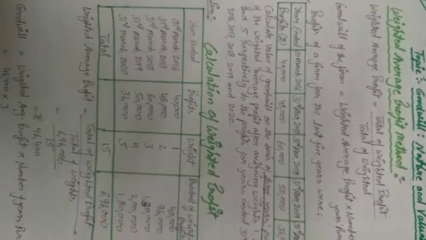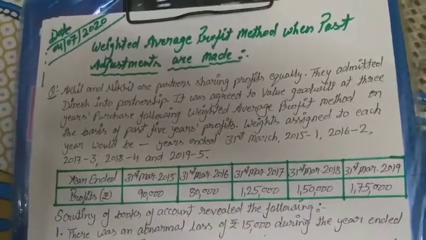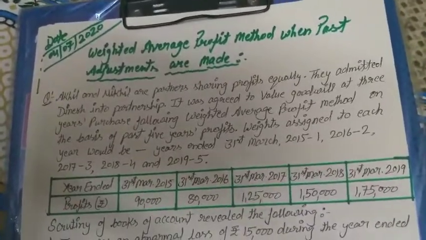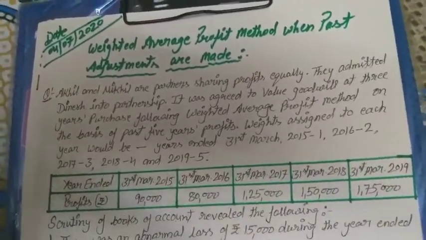So now I have one more example with the past adjustment of weighted average profit method. I am going to solve a question related to the past adjustment of weighted average profit method. Okay, let's see the next method in this video. Student, this is a past adjustment of weighted average profit method.